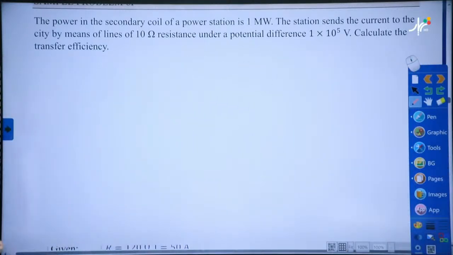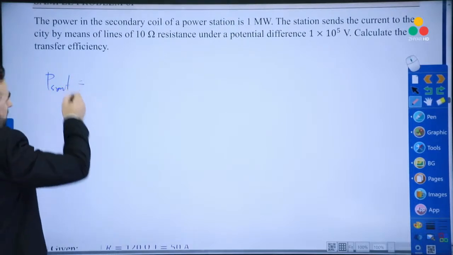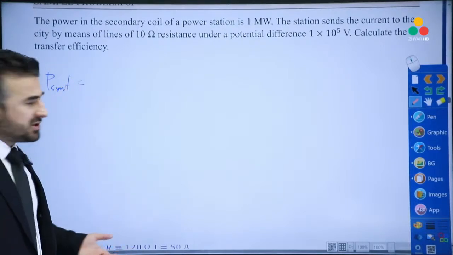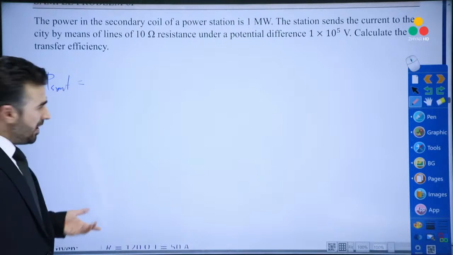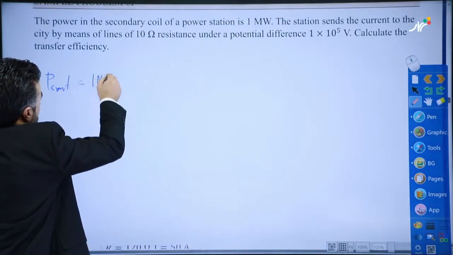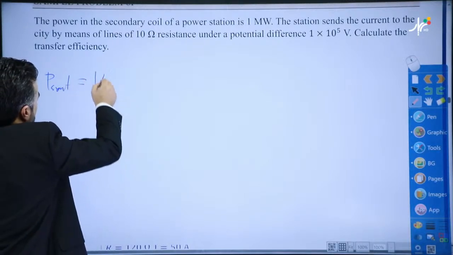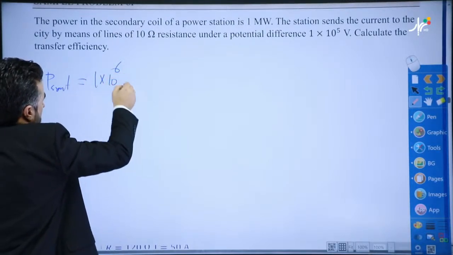So the power is one of the things that we have, the power sent, or the power from the power station. The power in the secondary coil of the power station is 1 megawatt. So we can say that is the power sent, okay? Because this is the power that comes from the power station. So that is basically 1 megawatt. So 1 times 10 to the power, how much is a mega? 1 times 10 to the power 6, that is basically watts.